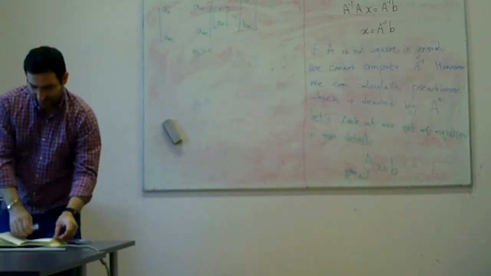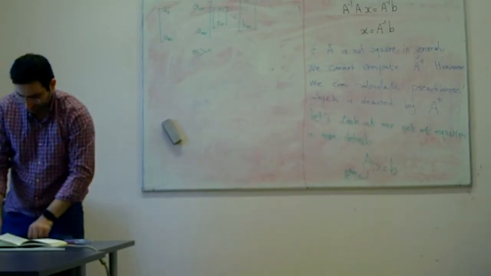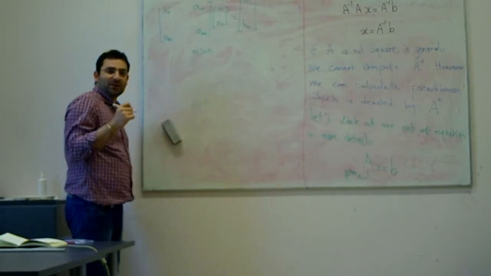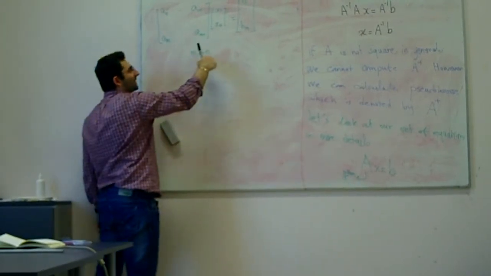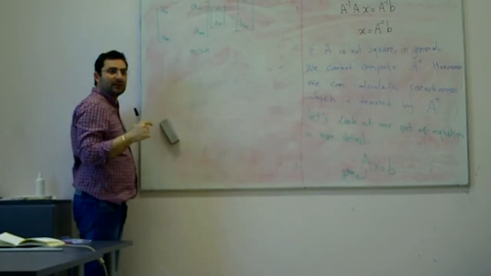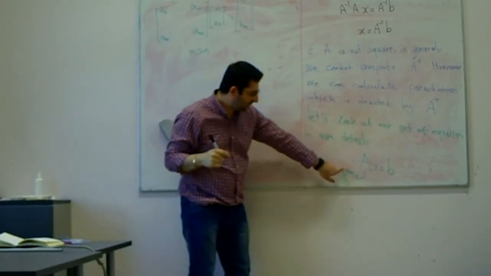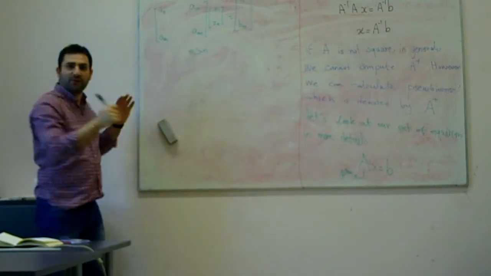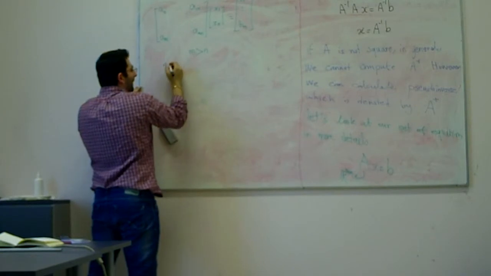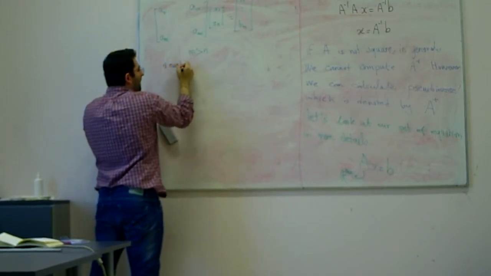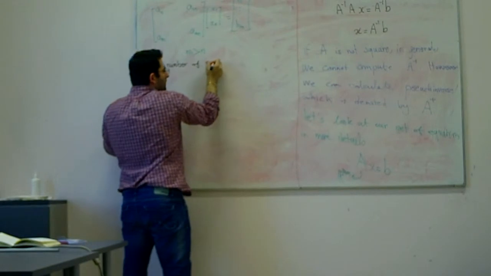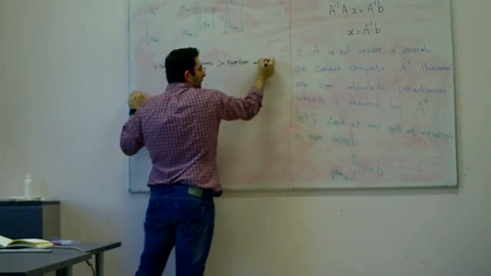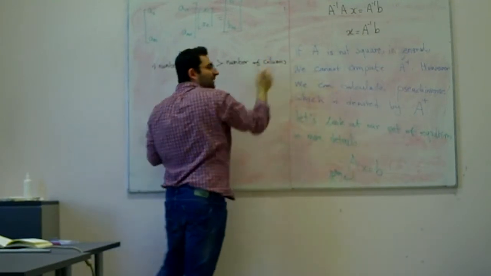What do you understand when I say that m is greater than n? First thing that you understand, Kathleen, what do you understand when I say that m is greater than n in this matrix? Yes, first observation: the number of rows is greater than the number of columns. So this is the matrix point of view.